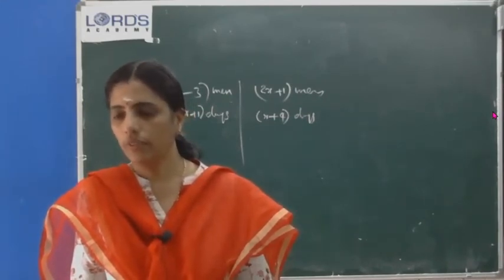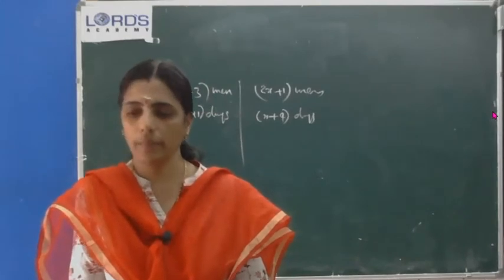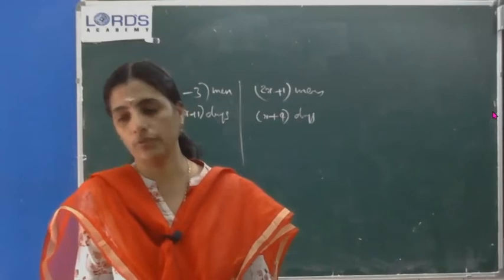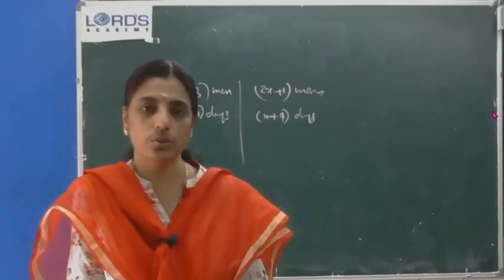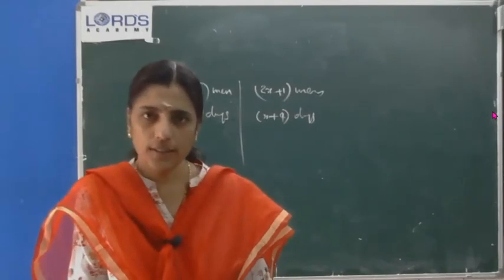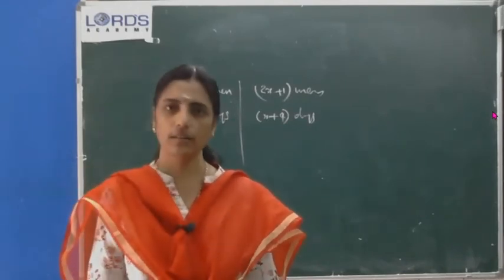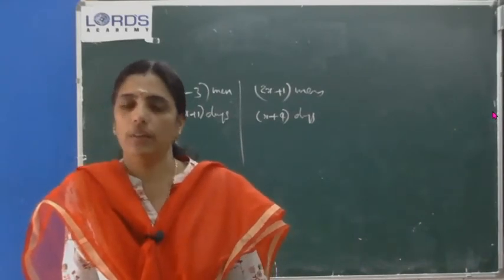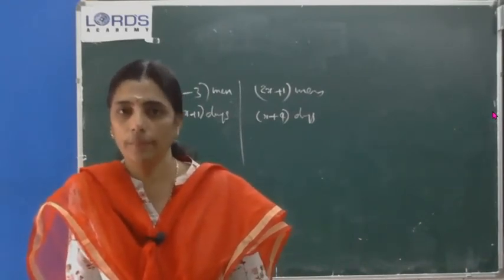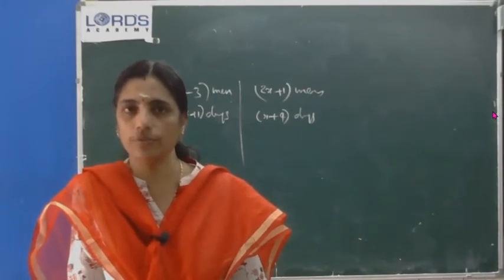Read the question. Work done by x minus 3 men in 2x plus 1 days and the work done by 2x plus 1 men in x plus 4 days. Two cases are there, and they are in the ratio 3:10. So you do one thing: in the first case find the work done, in the second case also find the work done. Their ratio is 3:10, and from that we will get the value of x.